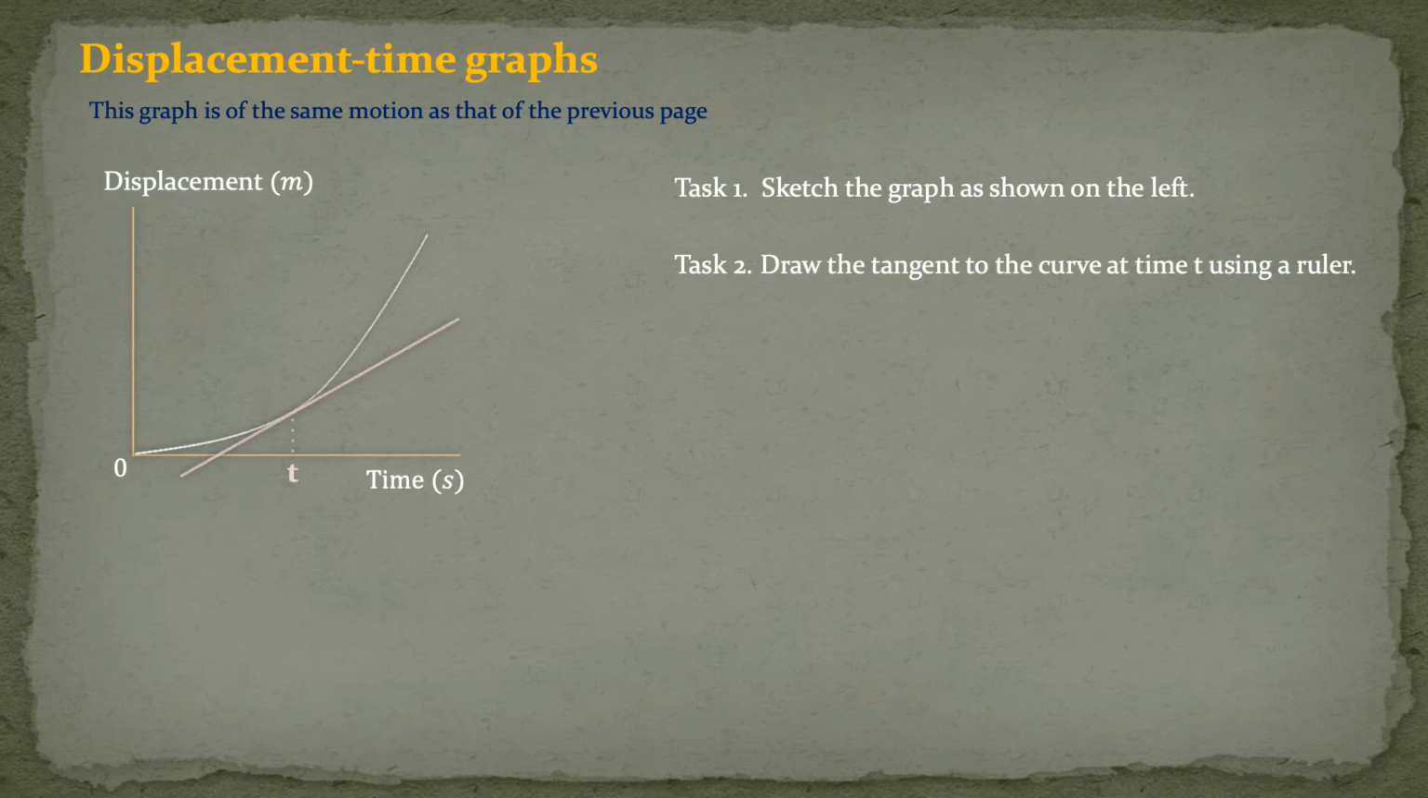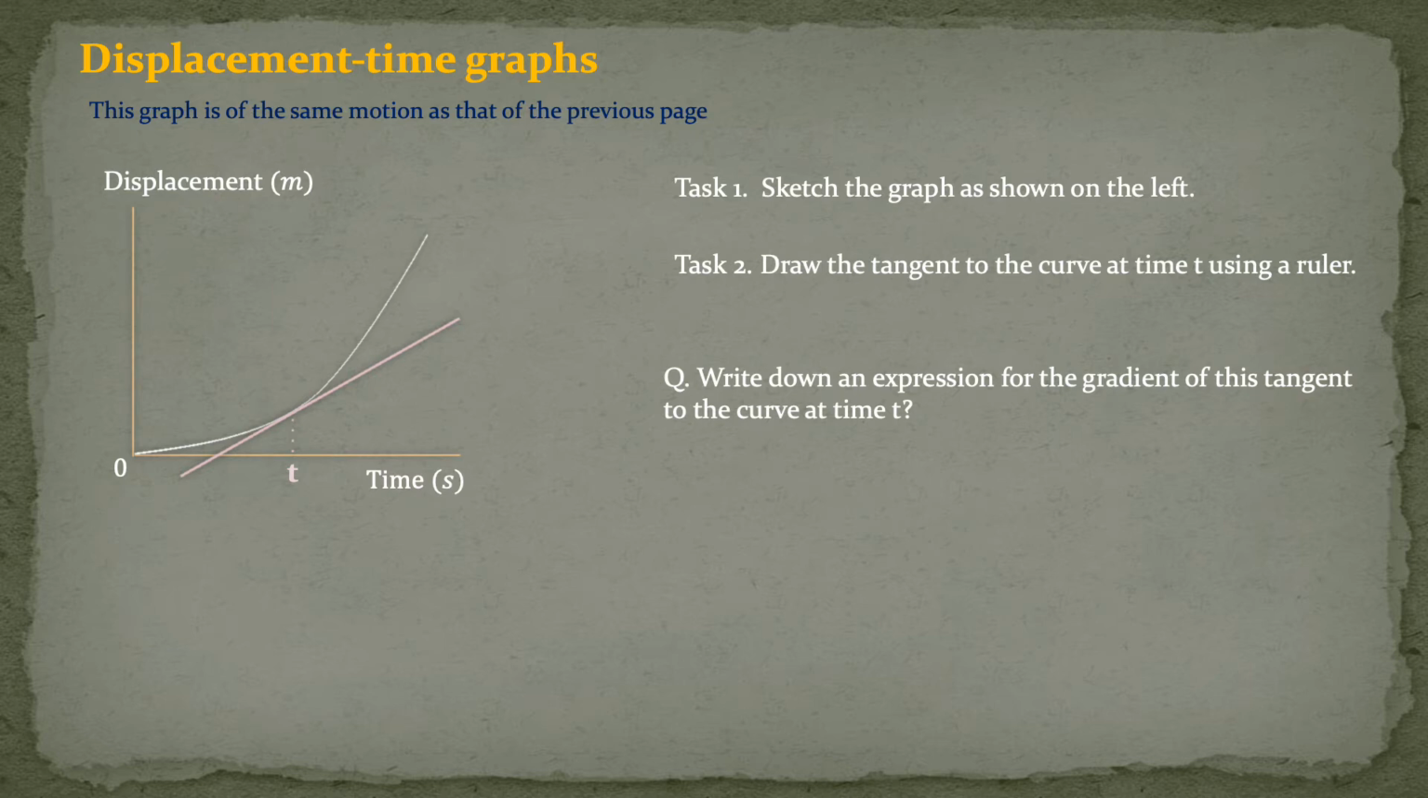Your tangent should look something like this. Could you now write down an expression for the gradient of this tangent to the curve at time t? The gradient, of course, is ds by dt, the same ds by dt we talked about in the previous slide.